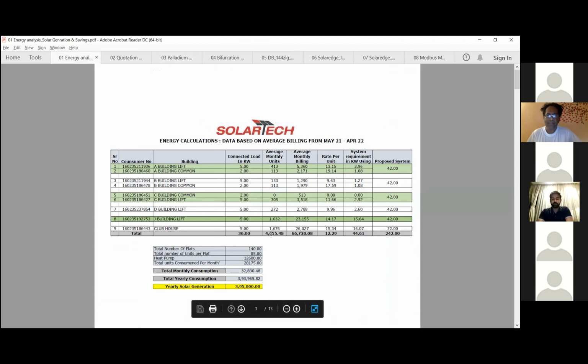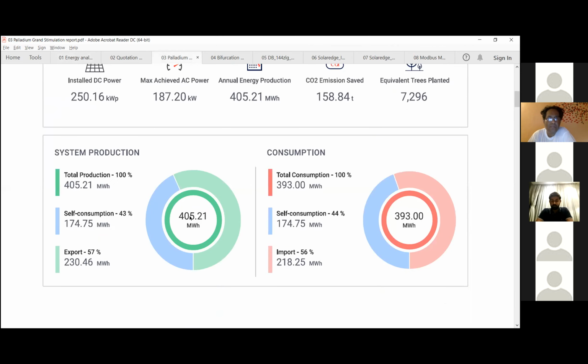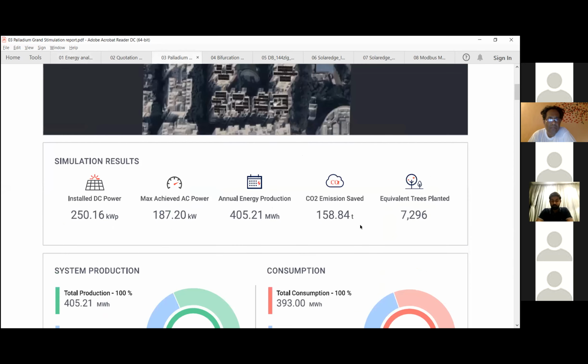So see what I will show you again. This is your average monthly billing of units. I've calculated 140 lakhs multiplied by 85 units plus heat pump on a monthly basis, and this will be the total consumption for you as a whole society: the number of flats, the common amenities, and everything. So that is my achieving target. This might be lesser, this might be on a higher side, so how I have calculated is by running a simulation report. It's 4.05 gigawatt hours.